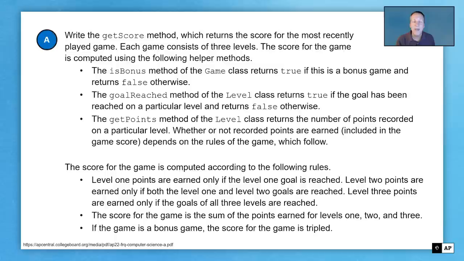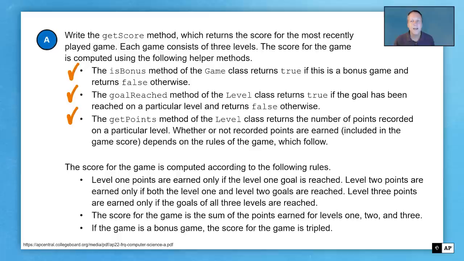Now we know we already have those 3 instance variables we're going to be using. The score for the game is computed using the following helper methods. We're going to use the isBonus method that returns true if it's a bonus game and false otherwise. And then we're going to use the 2 level methods as well. We're going to use goalReached, which returns true if the goal has been reached. And we're also going to use the getPoints method of the level class, and that returns the number of points recorded for that particular level.